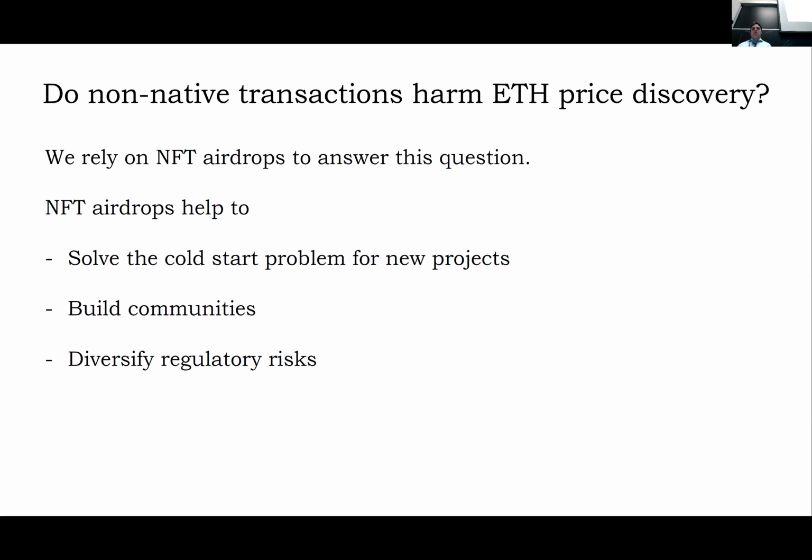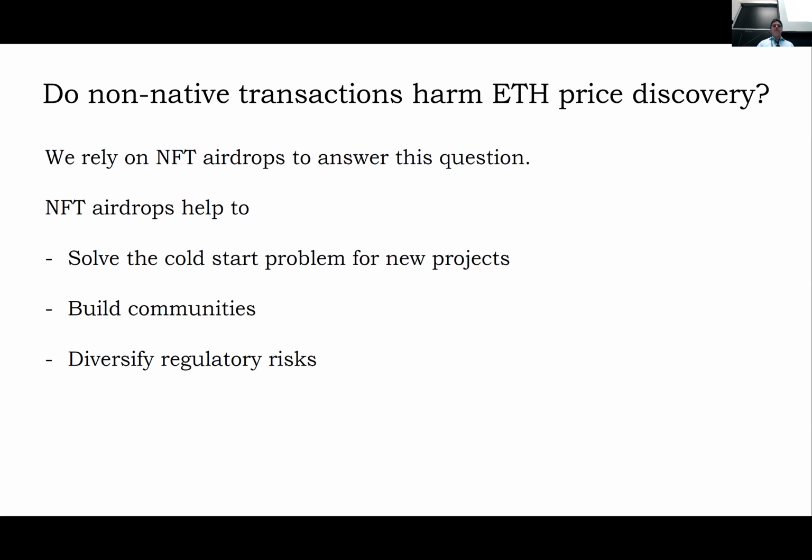And of course, you build a community, and you can also diversify some regulatory risk, because the alternative would have been to have an ICO or a charge for this token, but then you bump into the problem that there are regulatory things you need to take into account, right? Because if you have an IPO, then you have to do it properly, and if you are on a blockchain, the regulation is a little bit dark, so it's easier to just distribute this token for free.